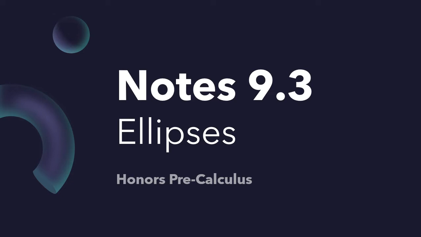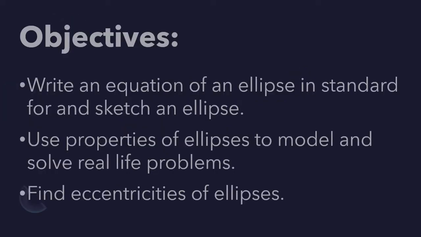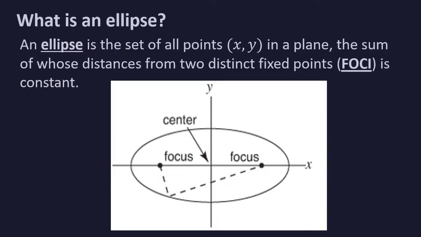So here we go. Objectives: we're going to write an equation of an ellipse in standard form and sketch the ellipse. And we're going to use the properties of ellipses to model and solve real-life problems. And we're going to find eccentricities of ellipses.